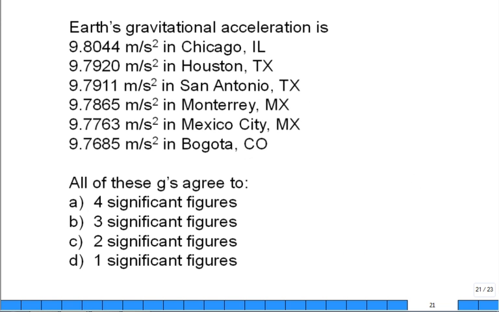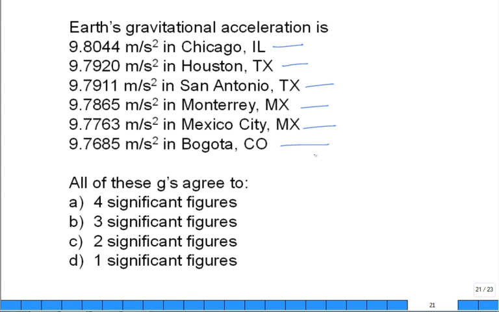All right, G. Does G change with elevation? If I go to 30,000 feet, I'm flying in an aircraft, I step on the bathroom scale. Did my weight change? Very, very little. It's so little that it's negligible. It doesn't really change with elevation. But here is G at a couple locations: Chicago, Illinois, Houston, Texas, San Antonio, Texas, Monterrey, Mexico, Mexico City, and Bogota, Colombia.